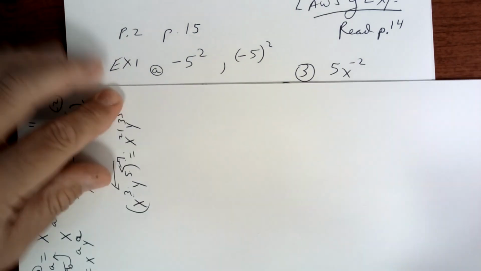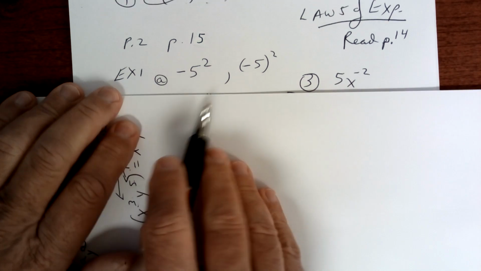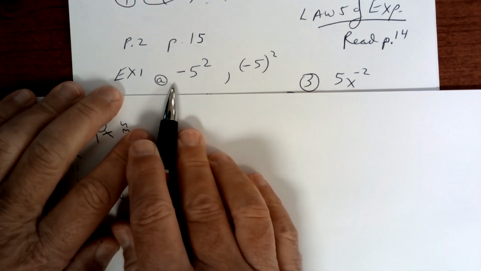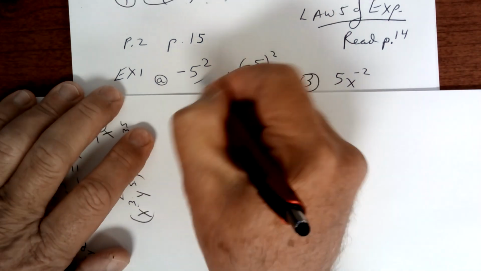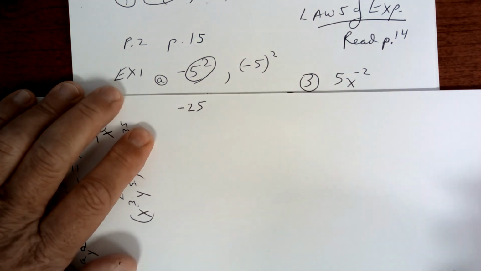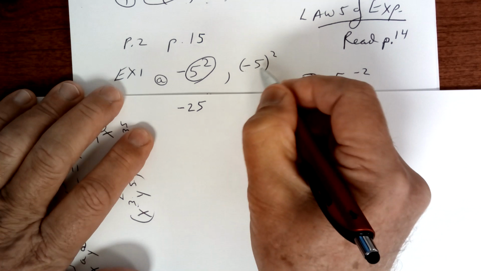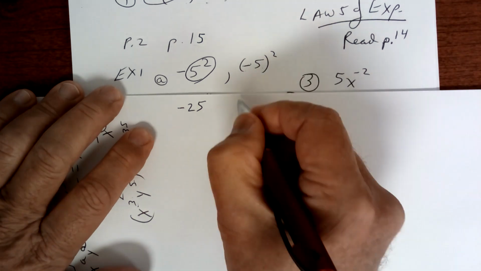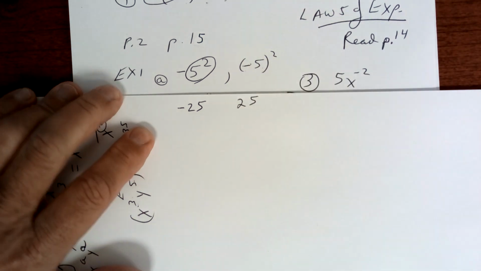Copy this down. You had this one yesterday. Remember, this one doesn't have parentheses, so it's only the 5 squared. So that's going to be a negative 25, believe it or not. This one is going to be a positive. A negative times a negative is going to be a positive 25. Make sure you know the difference.